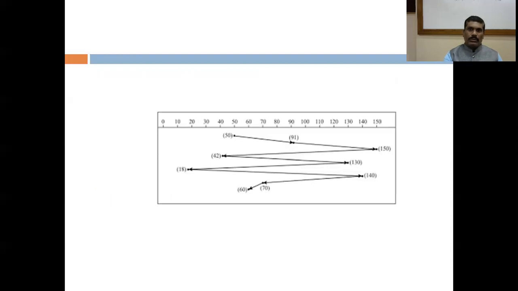Then we are moving to the track number 91. Then we are moving to the track number 150. From 150 we are moving to the 42. From 42 we are moving to the 130. From 130 we are moving to the 80. From the 80 we are moving to the 140. From 140 we are moving to 70. And from 70 we are moving to the 60.